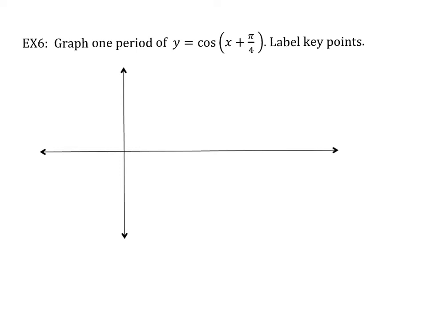We're going to talk about phase shifts. That is when we're sliding our graph left or right. So if you have something that's being added in or subtracted, what that does is it slides the graph left or right. So if you're adding something to your x, that's going to slide the graph left. And in trig, we call that the phase shift.